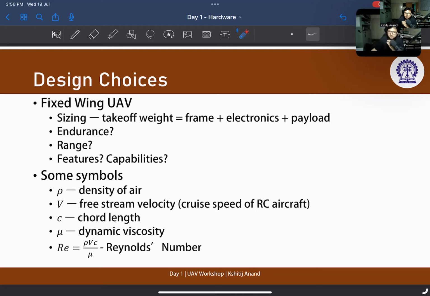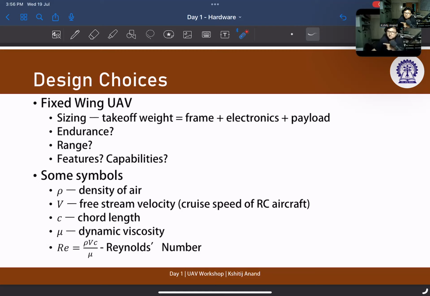First of all, we need to find out what takeoff weight it is going to have, for example, the whole frame, the electronics and the payload. Then for how long do you want it to fly? That is going to affect how big of a battery you want it to take. Range, again, how far do you want it to fly? That also depends upon how much battery you're going to need.